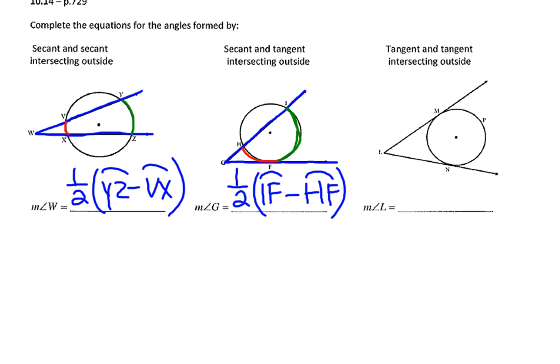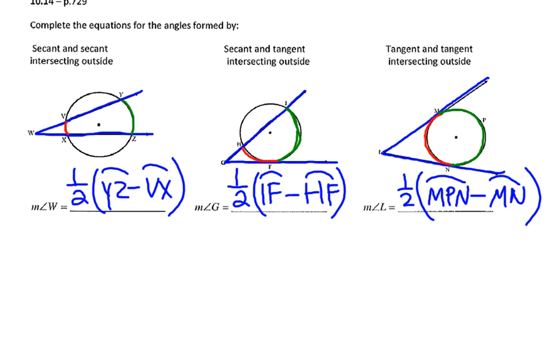And on the last one, I'm dealing with two tangents. So if we follow where those tangents hit the circle, you're going to take half of the difference between this arc and this arc, which if you notice, both of those arcs together make up the entire circle. So half of the major arc MPN minus the minor arc MN.